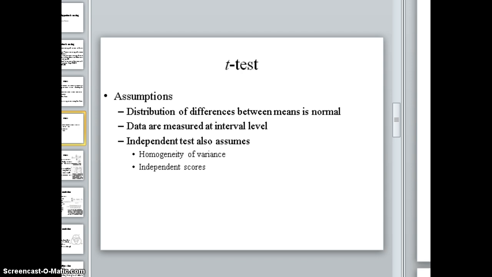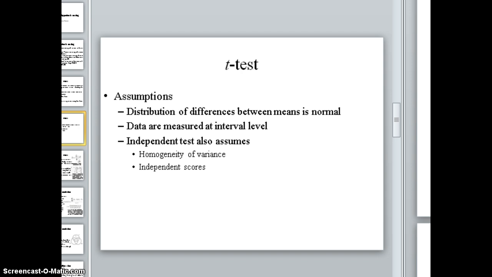Like every statistic, there are some assumptions. For the t-test, the difference between the means should be normal. The distribution of scores might not be normal, but the difference between the means should be. And you just want to check that out before you run your statistics.